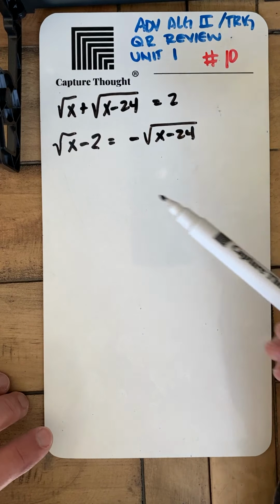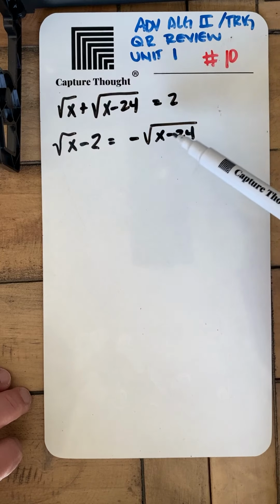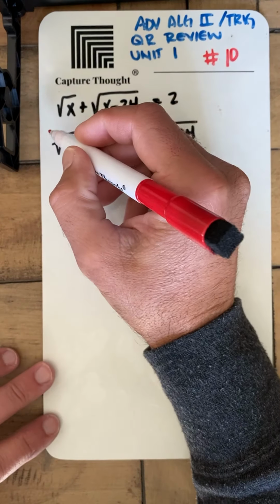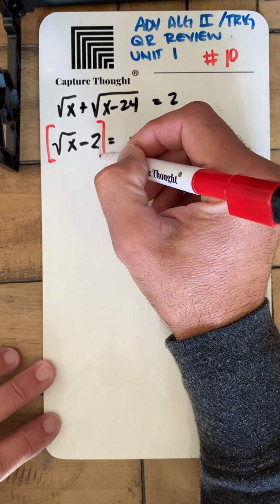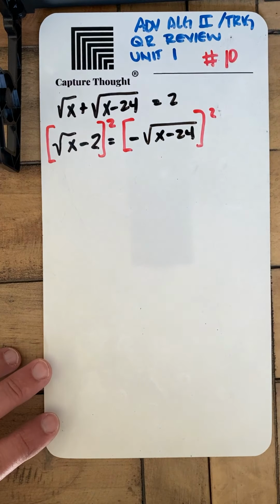Now, why would I do that? Well, because I want to work with an easy number to square on this side, and I want to work with something easy to square on that side. Now, you don't have to do it this way, but this is just the first way that I saw it. So from here, I'm going to now square both sides of my equation.